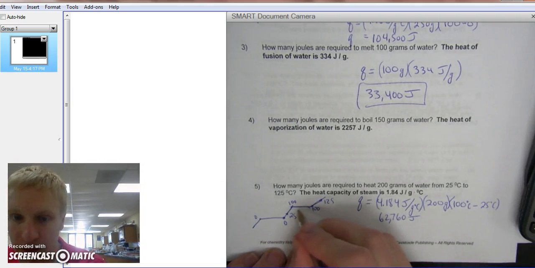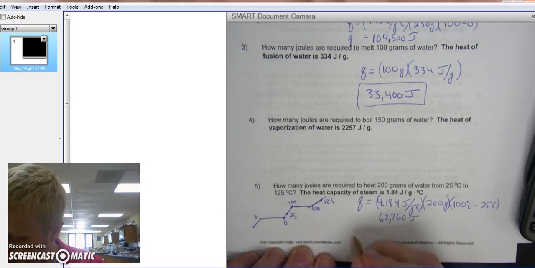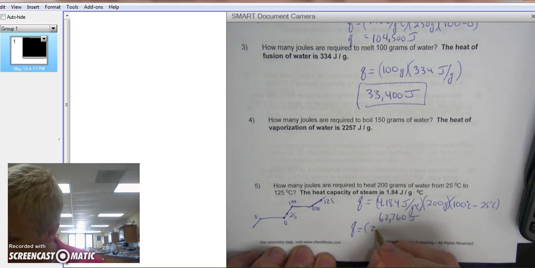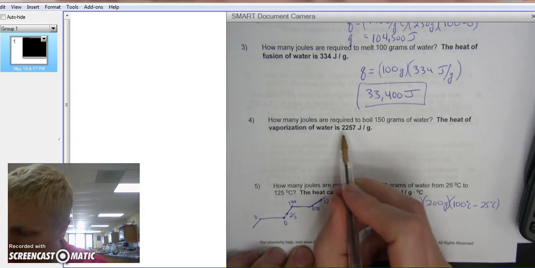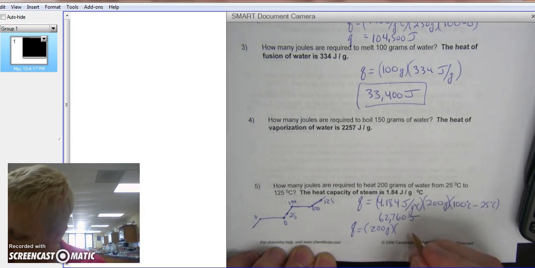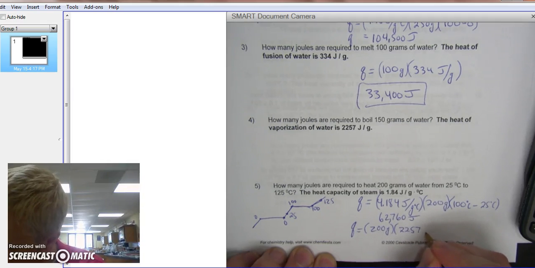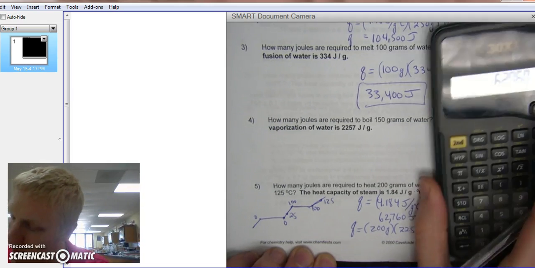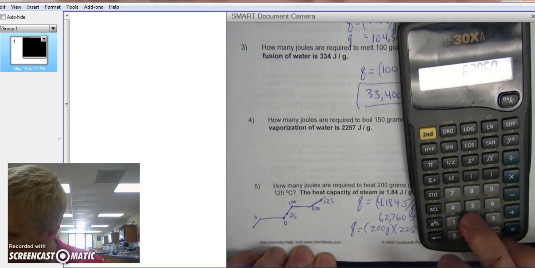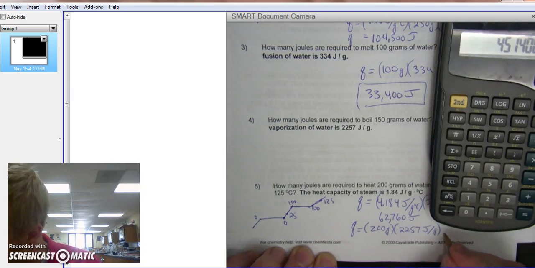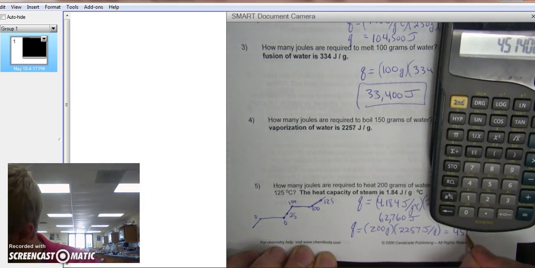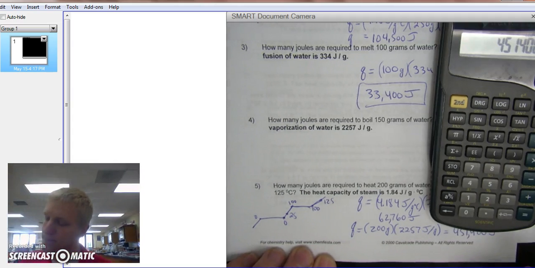So now we have to do the heat of vaporization. That's right here. So that's going to be Q equals mass times heat of vaporization. Our mass is 200 grams. Our heat of vaporization, they gave us in this previous problem, is 2257 joules per gram, and it's just plug and chug. 2257 times 200 is equivalent to 451,400 joules.